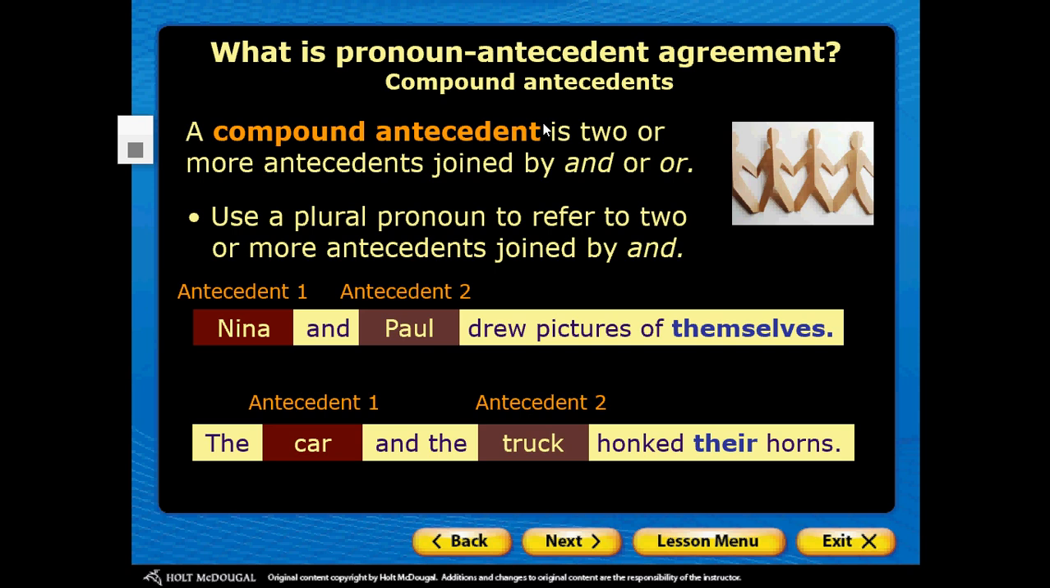The car and the truck honked their horns. So, very simple. For the compound antecedent, we can either use and or we could use or. No, for these ones we have to use and. For example, we couldn't say Nina or Paul drew pictures of themselves, because we are talking about themselves. So or would not work there. And again, we can't use or here either. Okay.